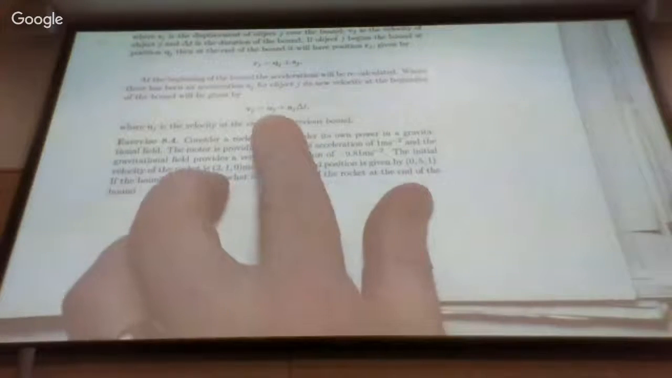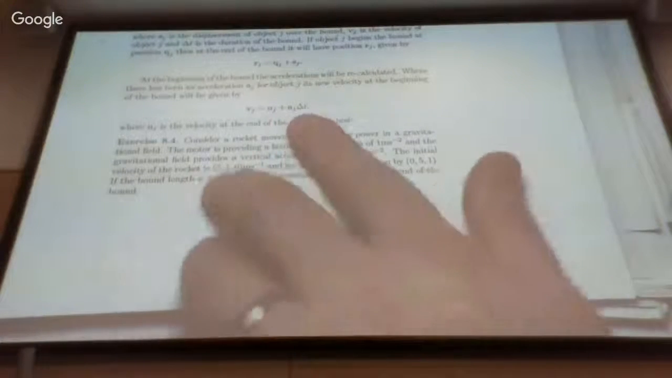And then, as I said, at the end of the bound, the velocity should be updated to the new velocity that it will have for the course of the next bound. While assuming constant acceleration taking place, that would be done with the kind of equation we've seen before: the new velocity is the old velocity plus the acceleration times the time.